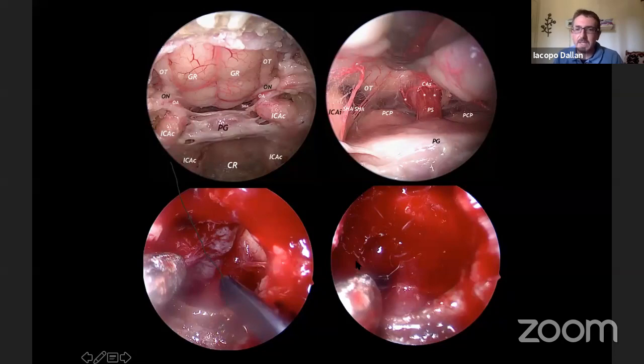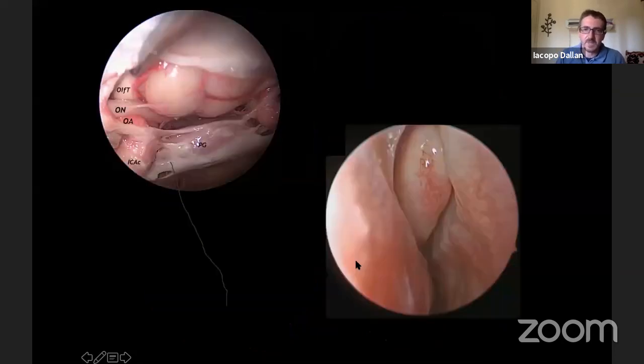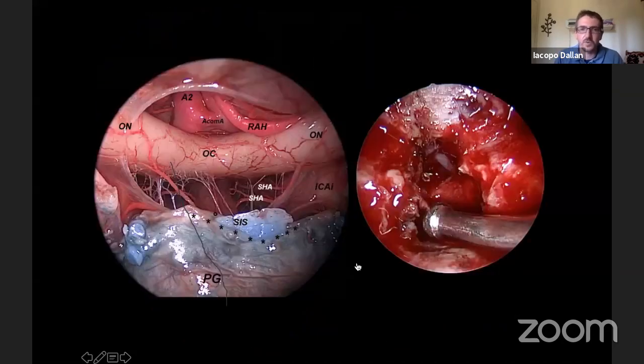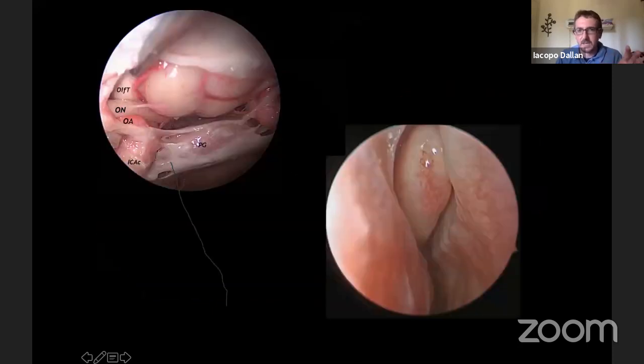So in this case, what is nice to understand is that in the central part, once you have managed the two layers and you stay a little bit above, you enter what is called a suprasellar approach that can be done just inferior or superior to the chiasm. And of course, it depends on the pathology, and the anatomy should be read accordingly.